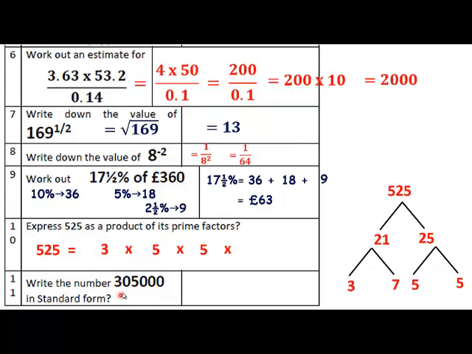Question 11. I need to put a decimal point between the 3 and the 0 over here. So that's going to become 3.05. 3.05 times 10 to the power of. The decimal point is at this end right now, so I'm going to move it 1, 2, 3, 4, 5. So it's going to be times 10 to the 5. Make sure you're totally comfortable with this and can do this.